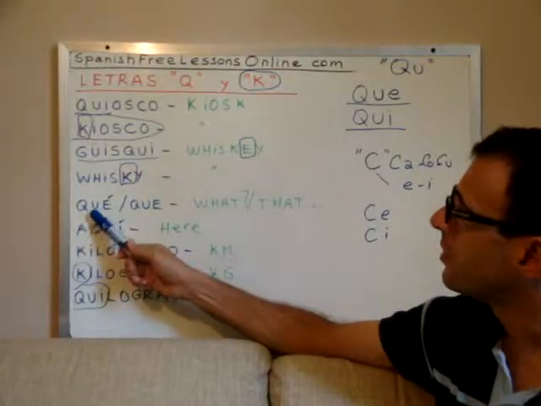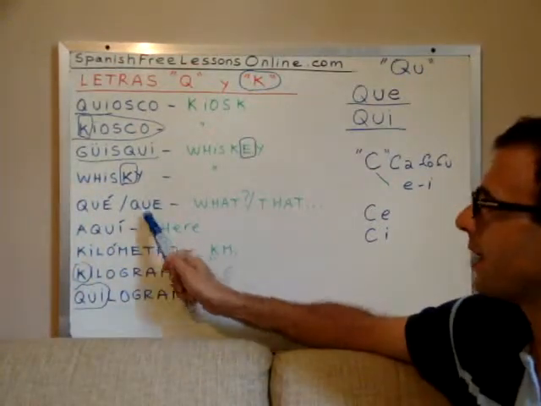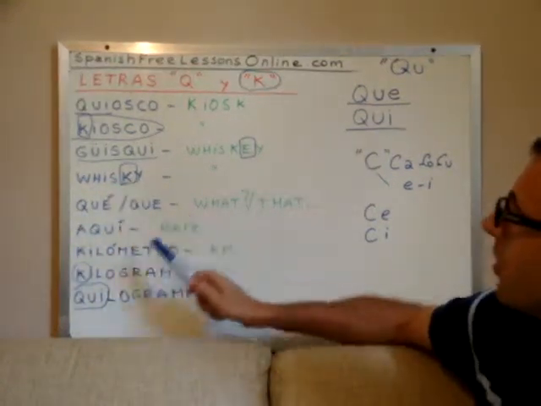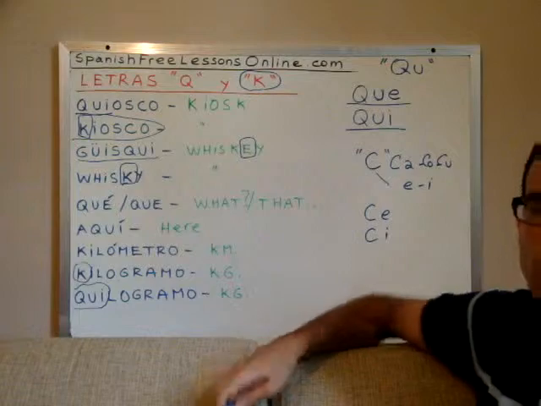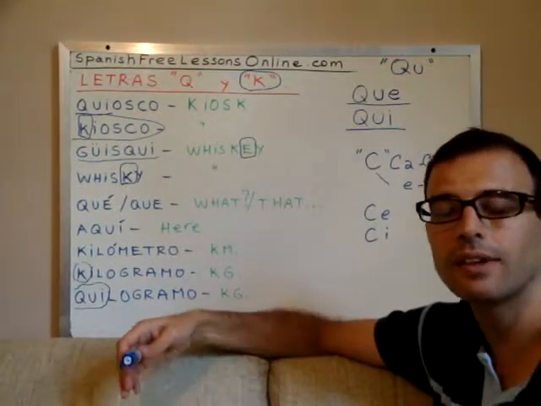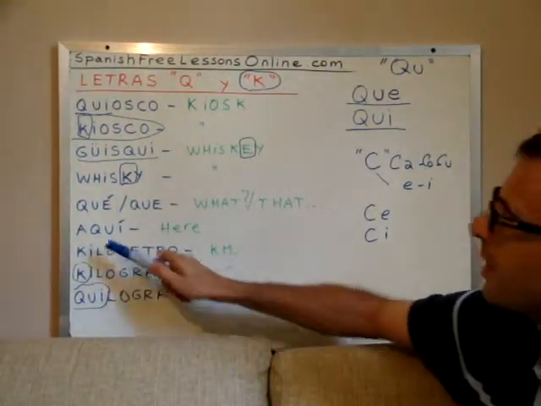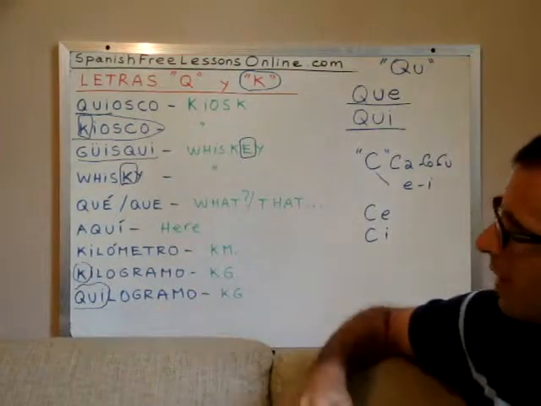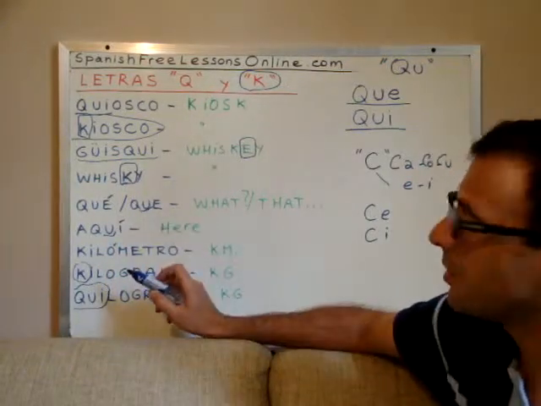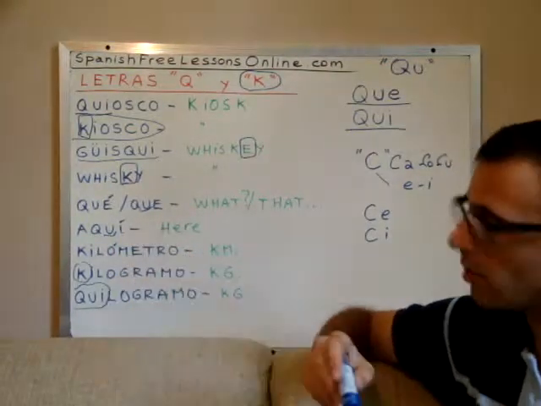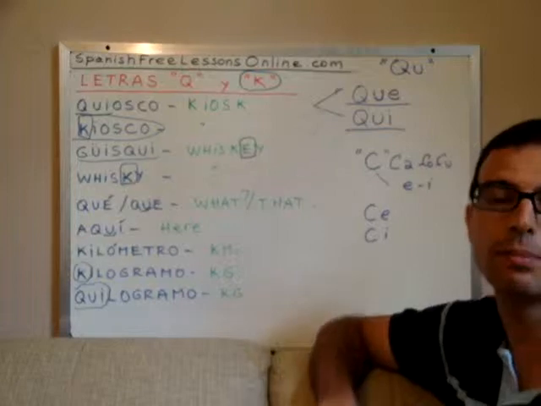Okay, these are other examples of the letter Q. We have qué or que. This qué with a tilde means what. This que without the tilde means that, like for an explanation. He said that he will not come. Okay? Aquí for here. Aquí. You can see that the letter Q is always followed by a U and later either by an E or an I. Those are the only two sounds that Q has in the Spanish language.